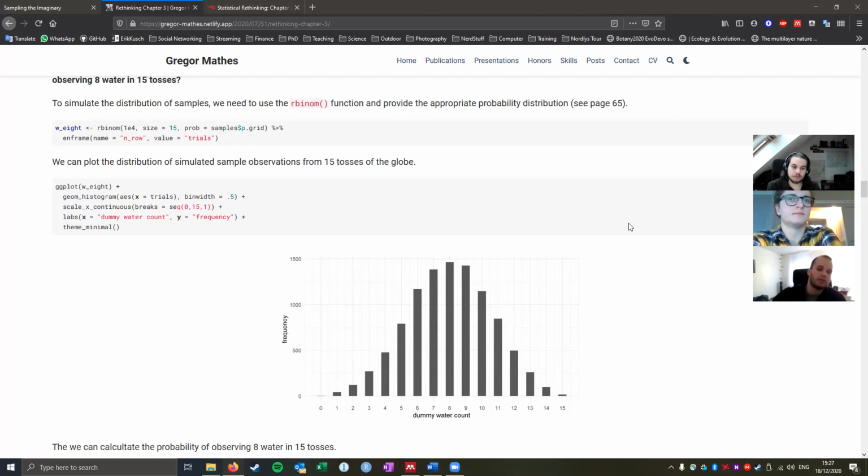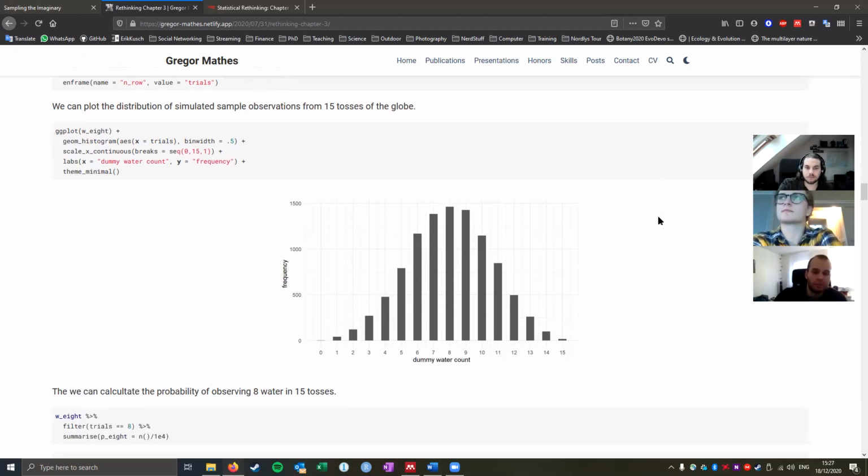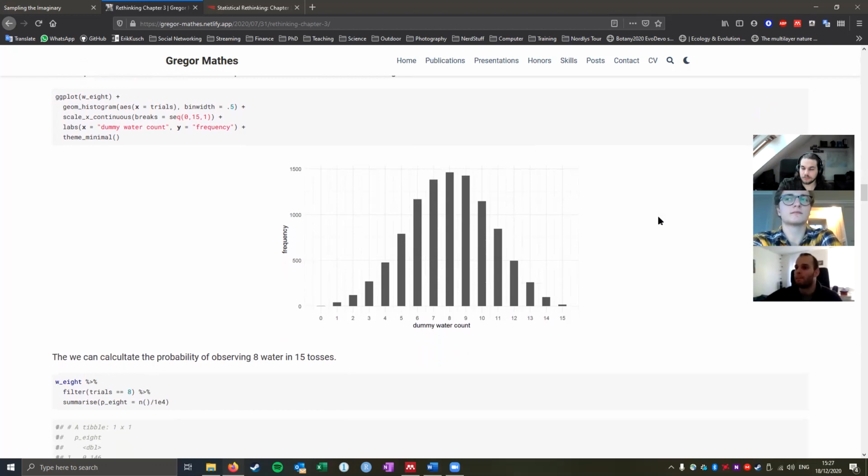Plotting that is showing that the probability of observing 8 water tosses in 15 tosses, like, how should I say this? So this is basically showing, that's hard. So this is basically just, how should I phrase this? I'm having a brain freeze right now.